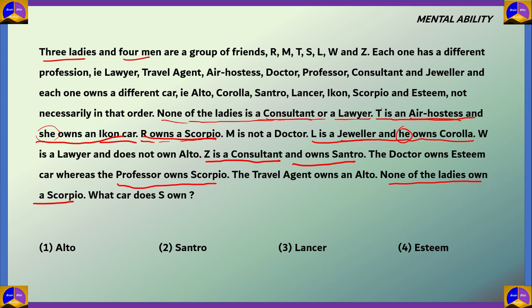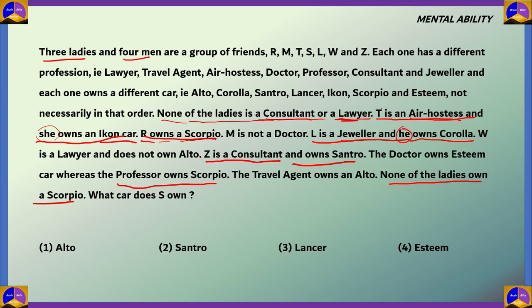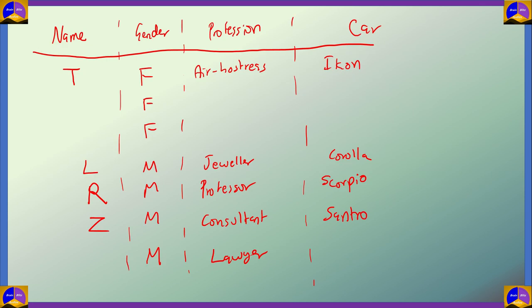Now here we have that none of the ladies is a consultant or a lawyer. Now if we look at the table, we have only one spot for a male, and that must be the lawyer, because lawyer cannot come over here and neither over here. That means the lawyer must be male. Next, W is a lawyer and does not own an Alto. So we get W for this.